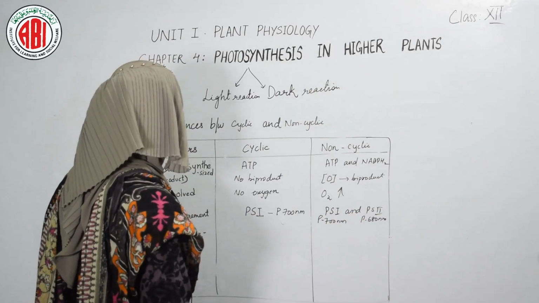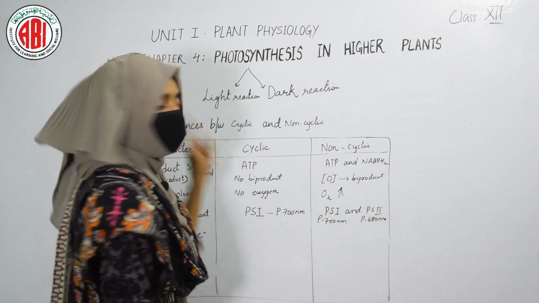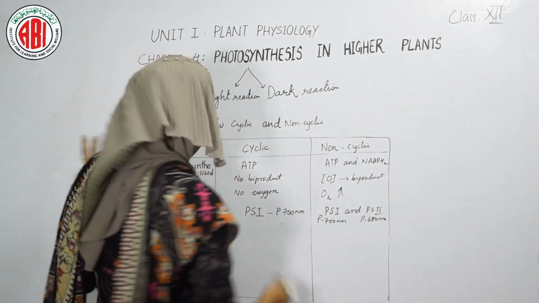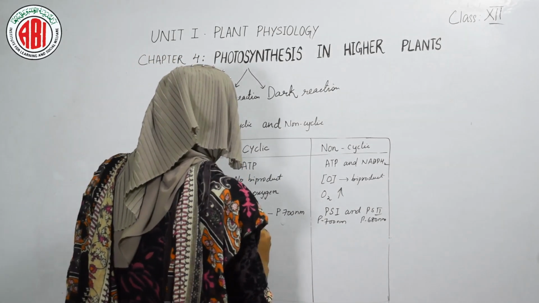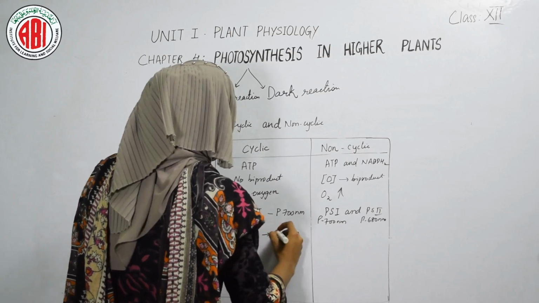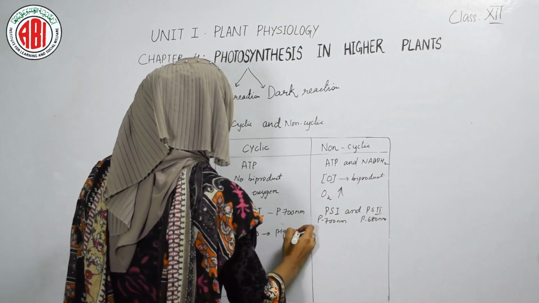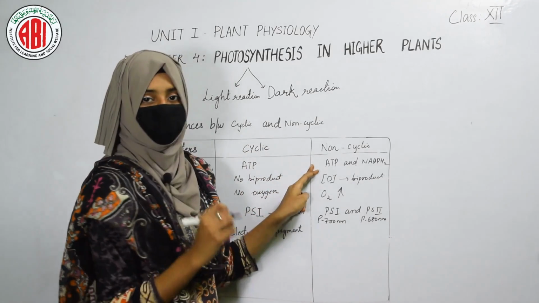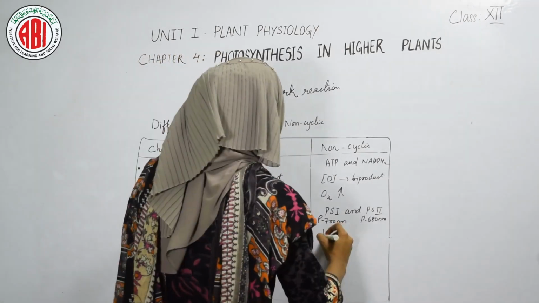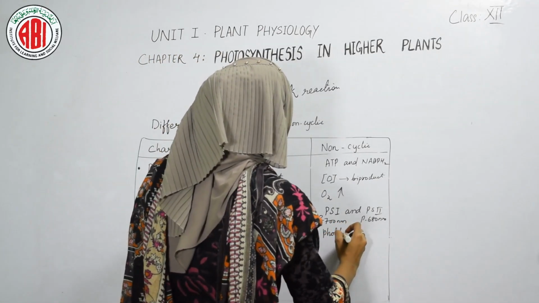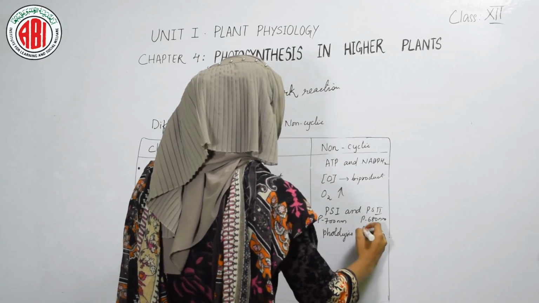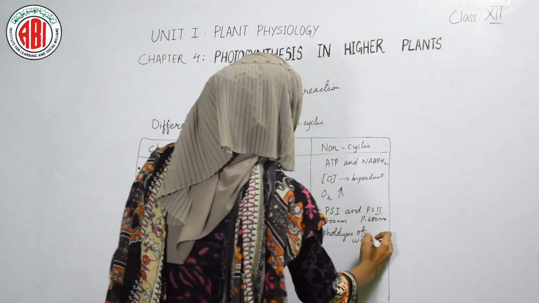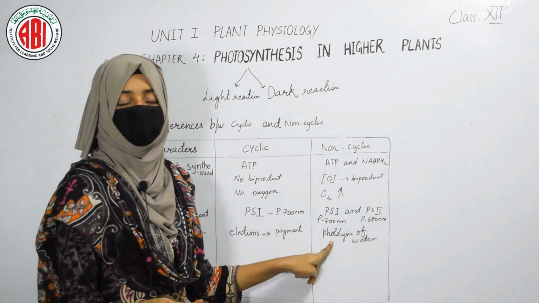The next character is source of electrons. In cyclic photophosphorylation, the electrons are received from the reaction center itself. In non-cyclic photophosphorylation, the electrons are released from photolysis, that means from the splitting of the water molecule. Photolysis is nothing but splitting.